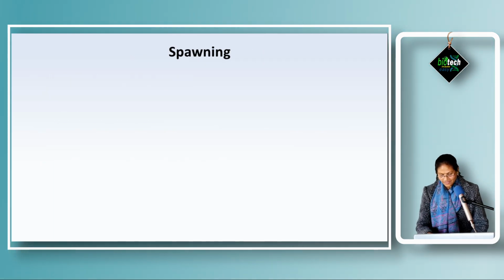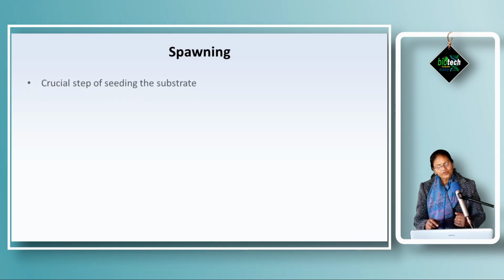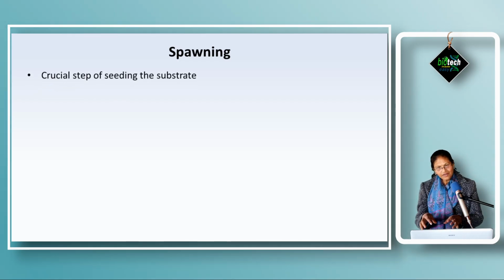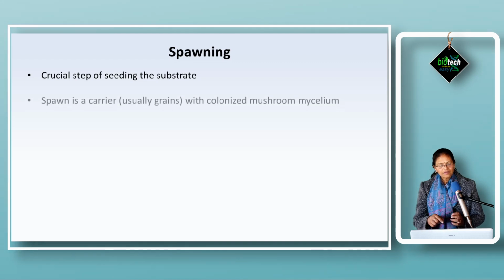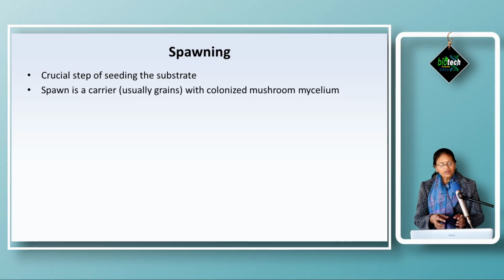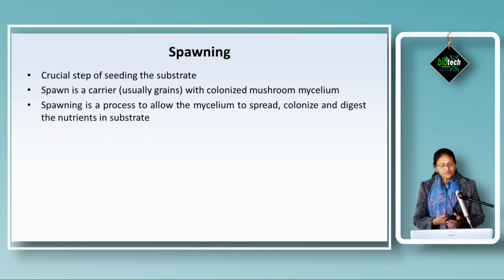Then the next one is, how do we do spawning? So this is a very crucial step, or the fundamental step of mushroom cultivation. Then what is actually spawn? Spawn is a carrier. Usually we take grains to colonize the mycelium of the mushroom. So that is the spawn. And then what is spawning? It's a process to allow the mycelium to spread. Then after that it will colonize, and it will digest the nutrients in the substrate for its growth.